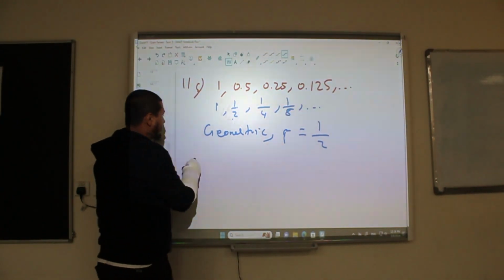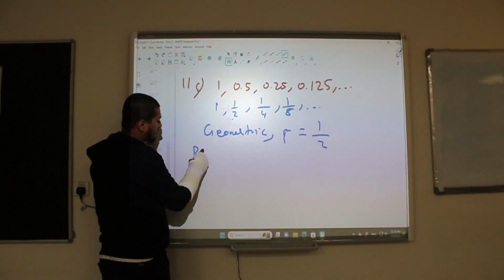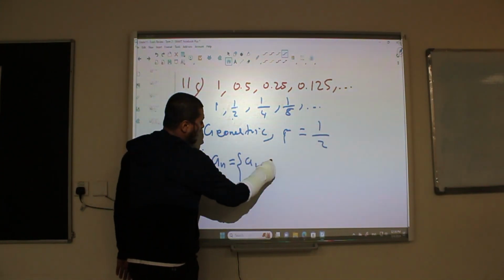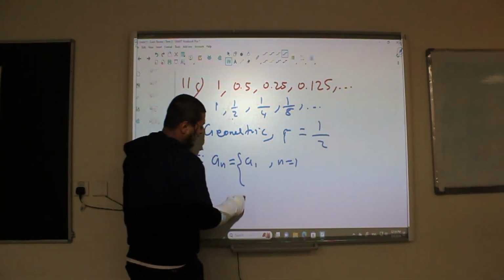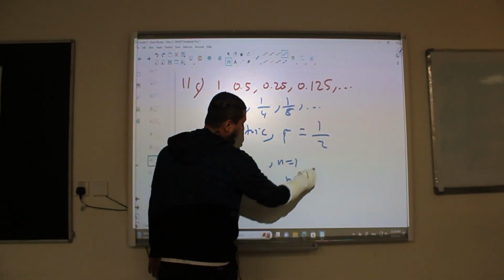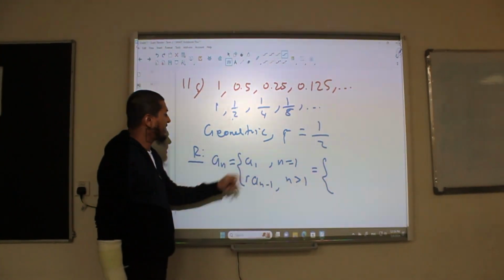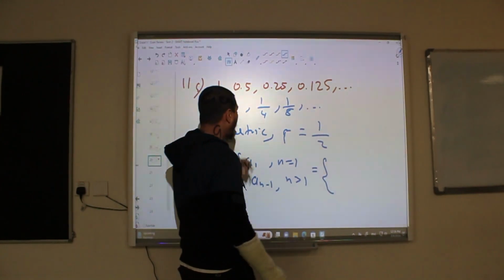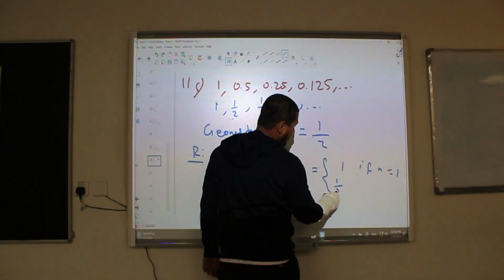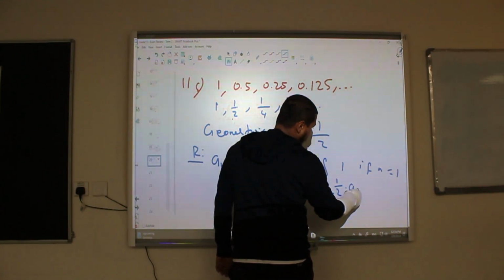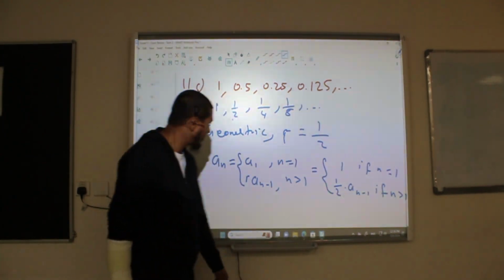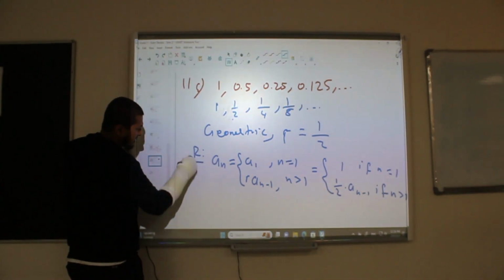What's the recursive formula? The recursive formula is a_n equals a_1 if n is equal to 1, and r times a_(n-1) if n is greater than 1. So what's a_1? a_1 is 1 if n is equal to 1, and r is half, times a_(n-1) if n is greater than 1. That's the recursive.